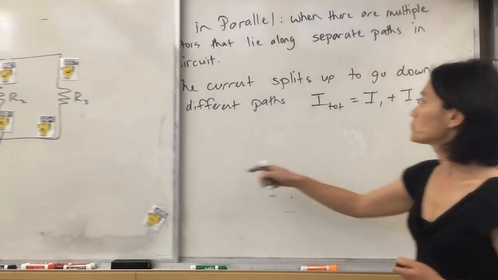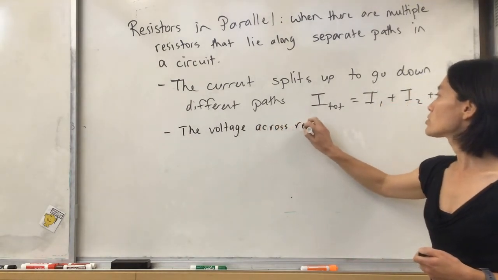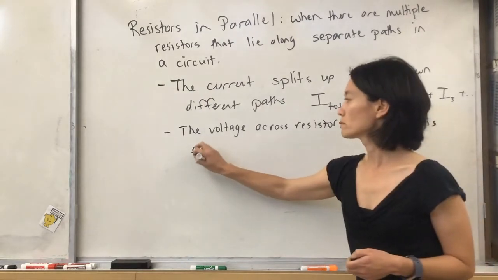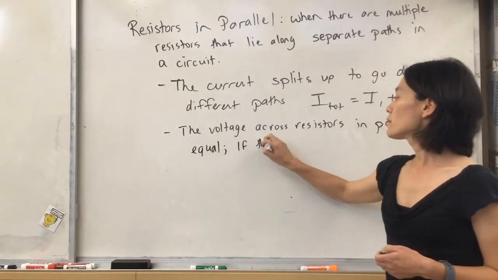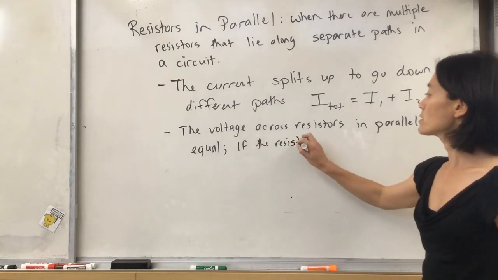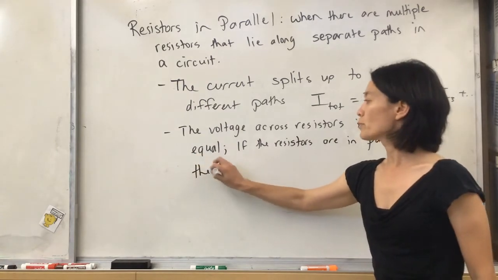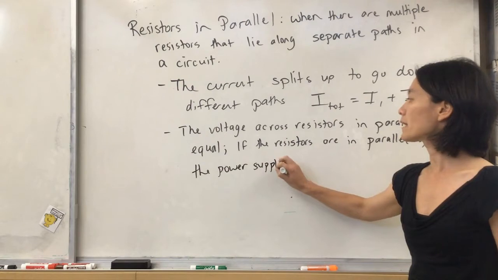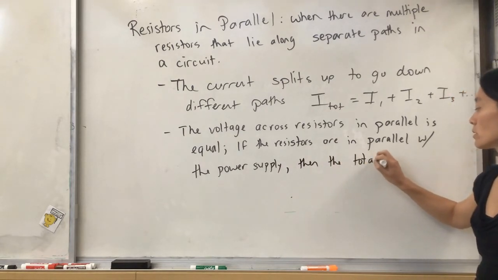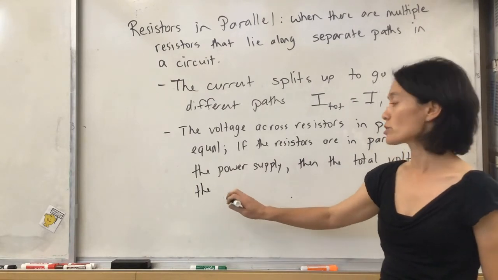So for resistors in parallel, the voltage across resistors in parallel is equal. If the resistors are in parallel with the power supply, meaning they are each on their own path with the power supply, then the total voltage of the power supply is equal to the individual voltage of each resistor.